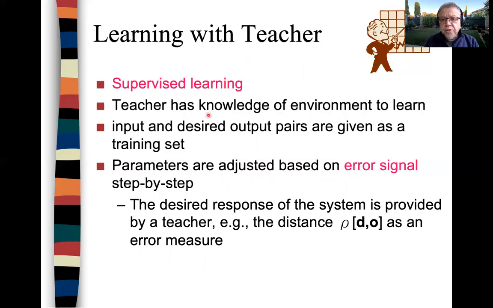The teacher has knowledge of the environment to learn. Input and desired output pairs are given as a training set. The parameters are adjusted based on the error signal, step by step. So you have an error signal, a distance between the desired and the actual output, and the desired output of the system is provided by the teacher, okay?